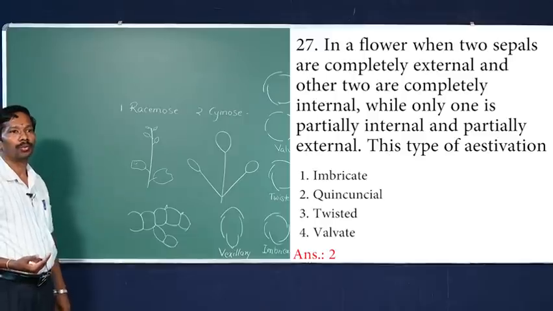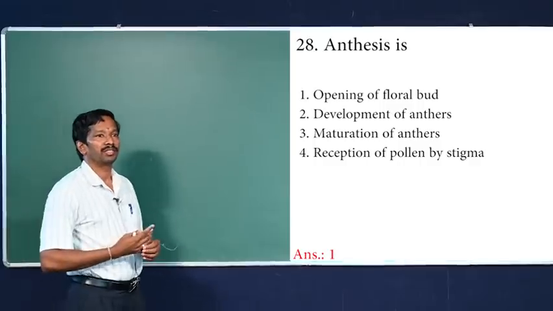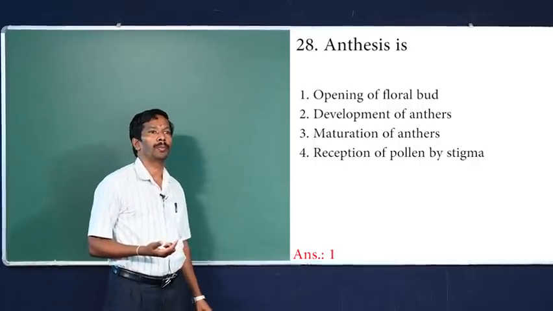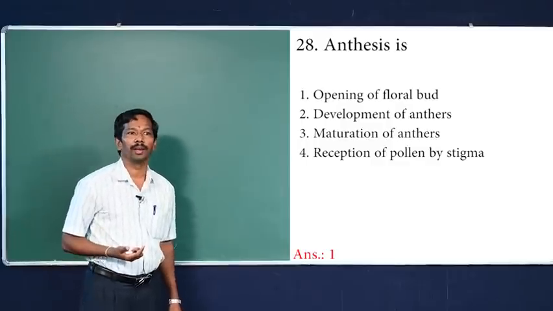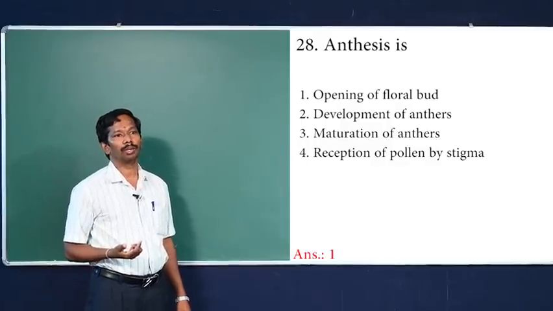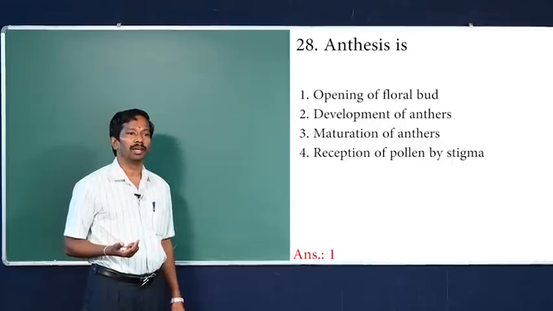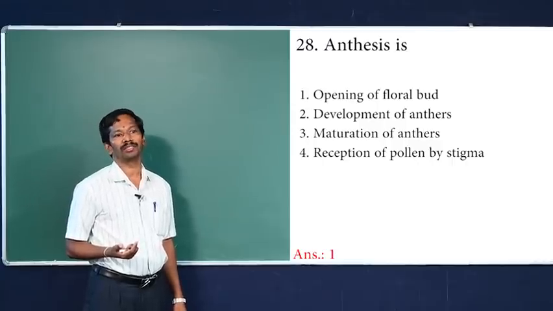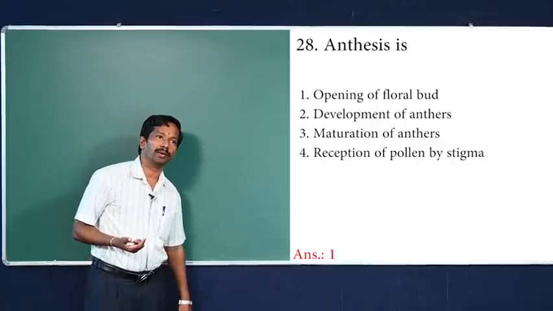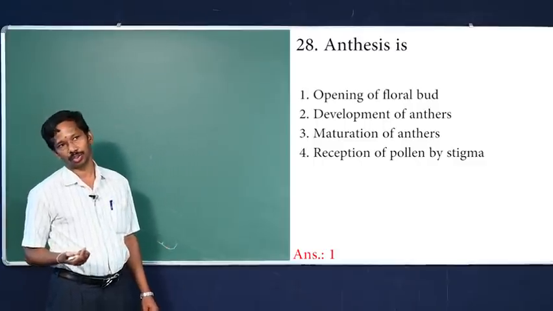Option number 2, answer for question number 27. Anthesis: option number 1, opening of flower bud. Second one, development of anther. Third one, maturation of anther. Fourth one is reception of pollen by stigma. Answer is 1, flower bud opening is called anthesis.